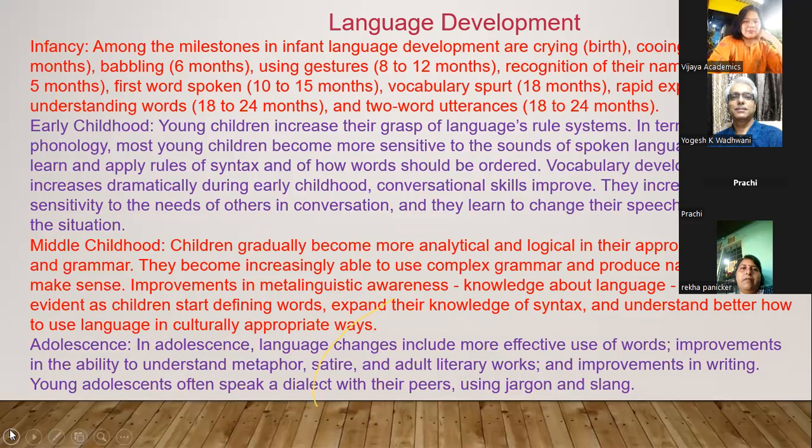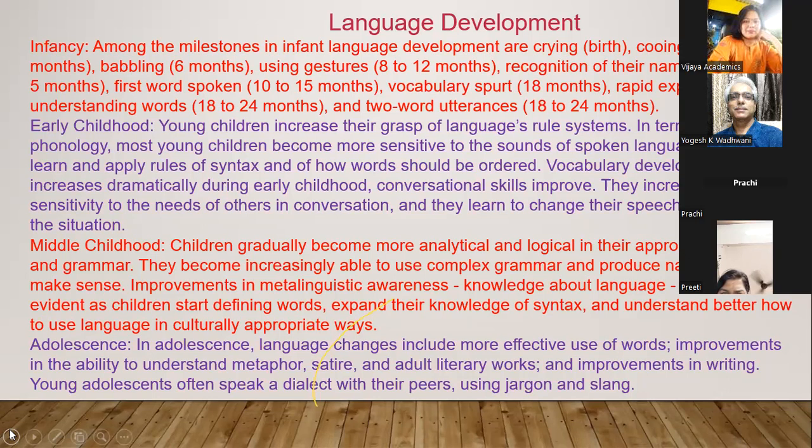Now, in middle childhood, how does language development occur? Children gradually become more analytical and logical in their approach to words and grammar. They become increasingly able to use complex grammar and produce narratives that make sense. Improvements in metalinguistic awareness, knowledge about language, become evident as children start defining words, expand their knowledge of syntax, and understand better how to use language in culturally appropriate ways.